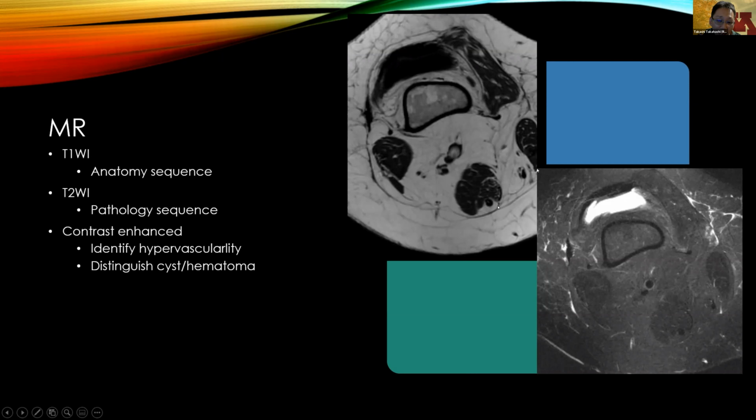Having said that, it loses some resolution, especially tissue plane distinction. So this is not a nerve here. You really can't see a nerve in the normal circumstance in here. It's just the way the sequence is. So you want to use these in combination.